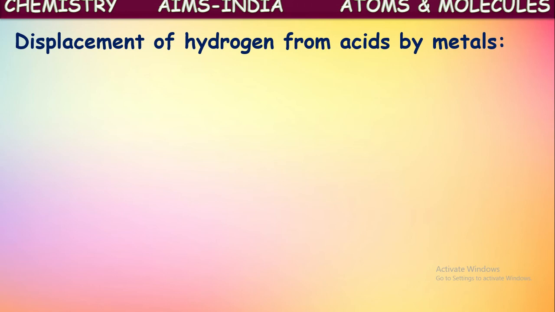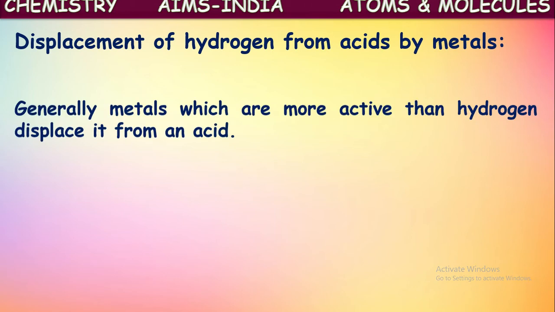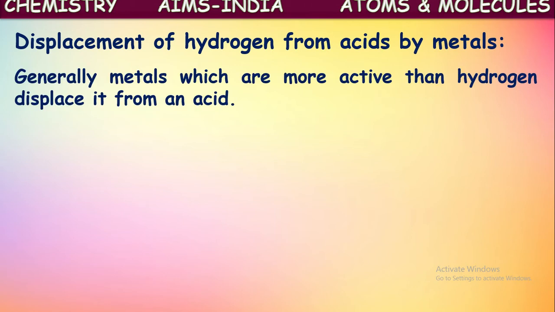Displacement of hydrogen from acids by metals. Generally, metals which are more reactive than hydrogen displace it from acid. Acids contain hydrogen. So when these acids react with metals, which are more reactive than hydrogen, they displace hydrogen from their acids and form respective salts.